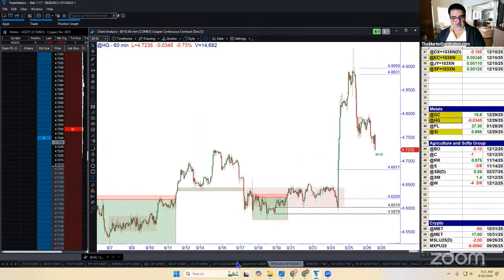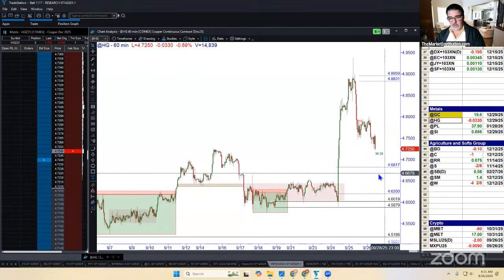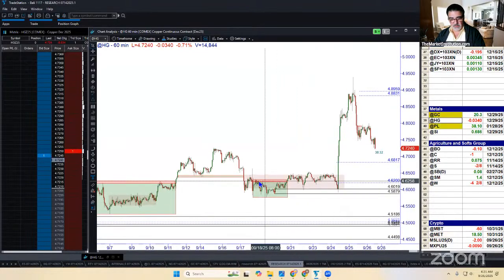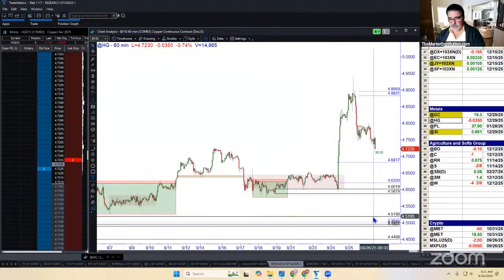Let's look around here. Copper making a move back down. We do have a place we want to take a long, about 4.6817. That's a fair value gap play. The demand zone that was used down here, a nice little area where we had the dead space and then we had the demand zone just slightly below it. The next one is much, much lower.